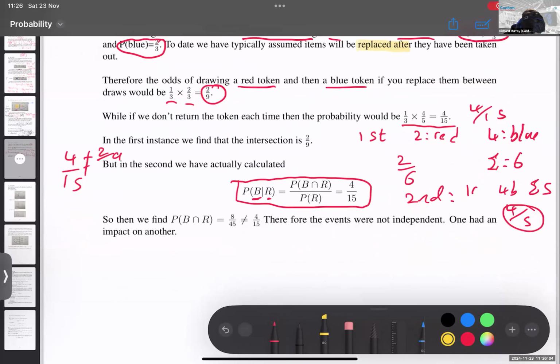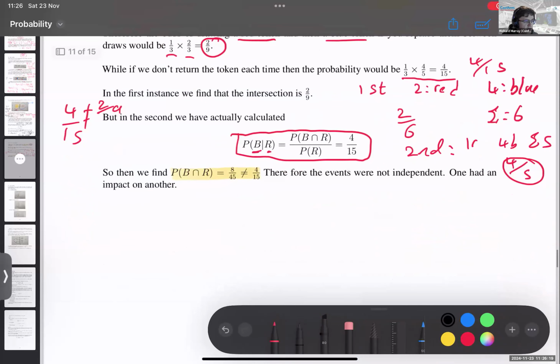And then we see that the intersection here for our second case would be 8 over 45, which is not the same as our 4 over 15. Therefore, we know that our events are not independent and one had an impact on another.